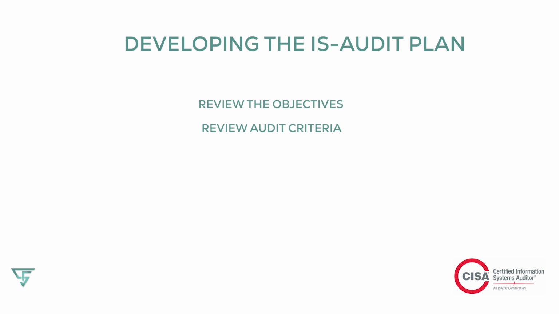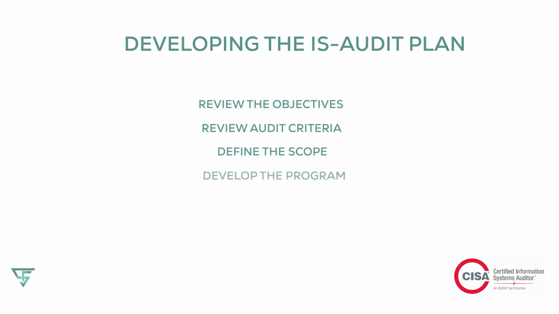Identify the systems and processes that will be audited based on the objectives and the criteria. Define the scope of the audit by outlining the specific areas that will be audited, the system processes that will be included in the audit, and the time period that will be covered by the audit.